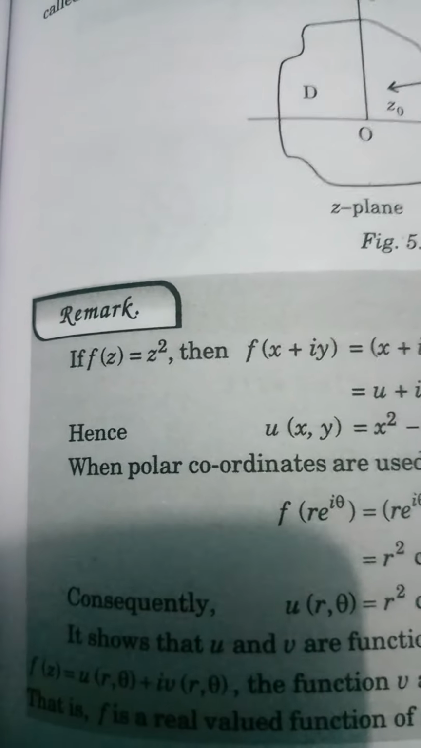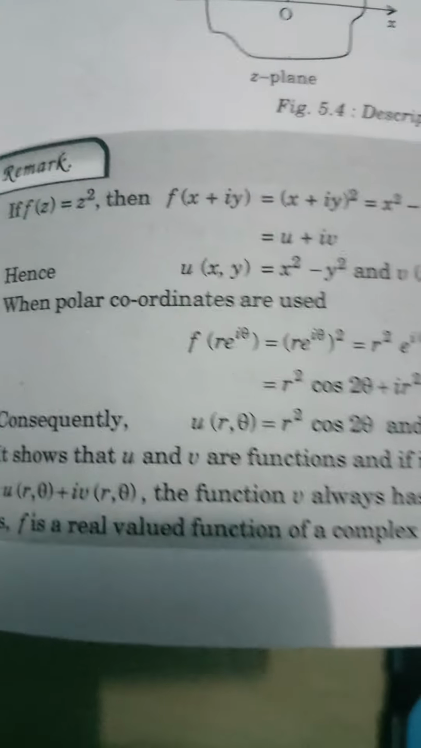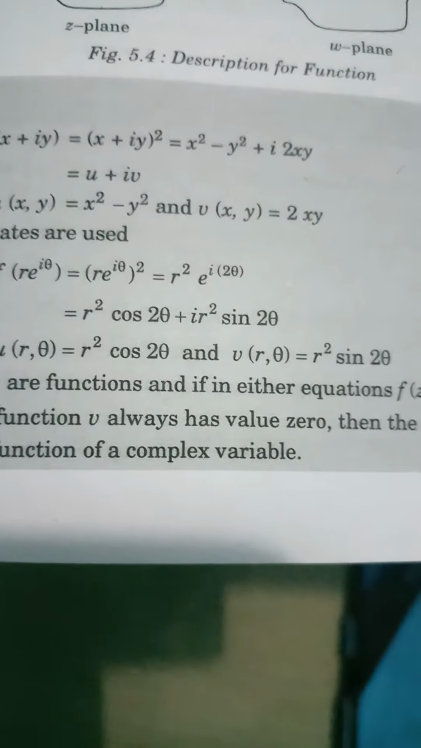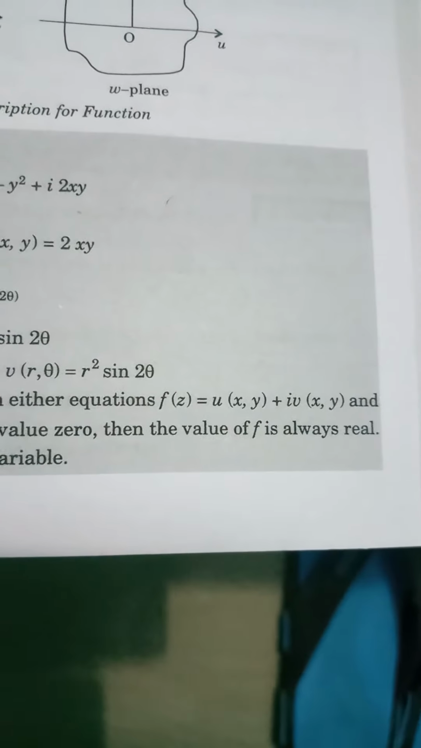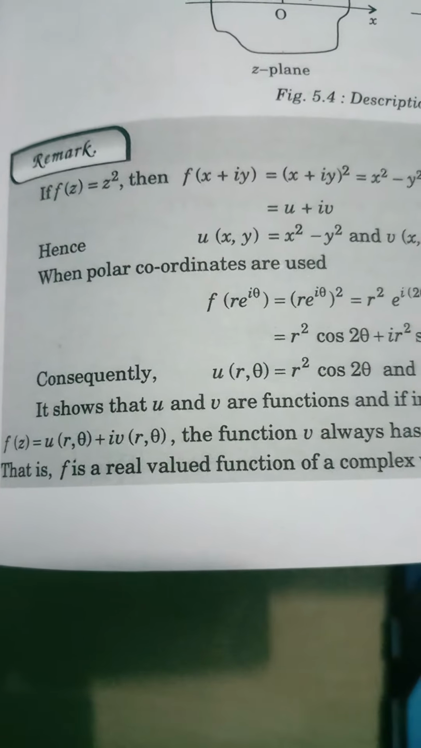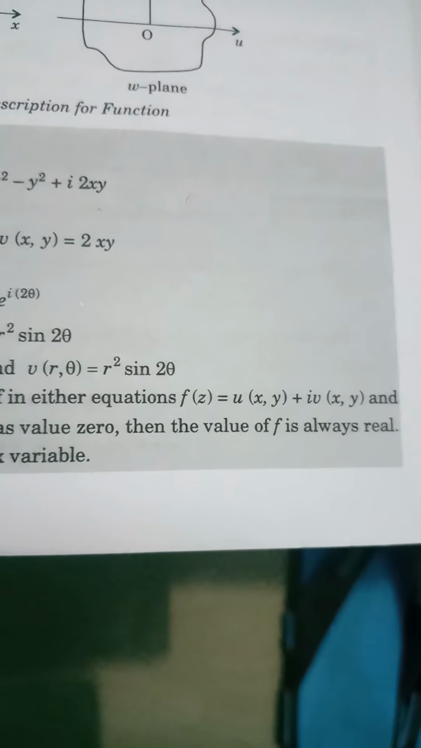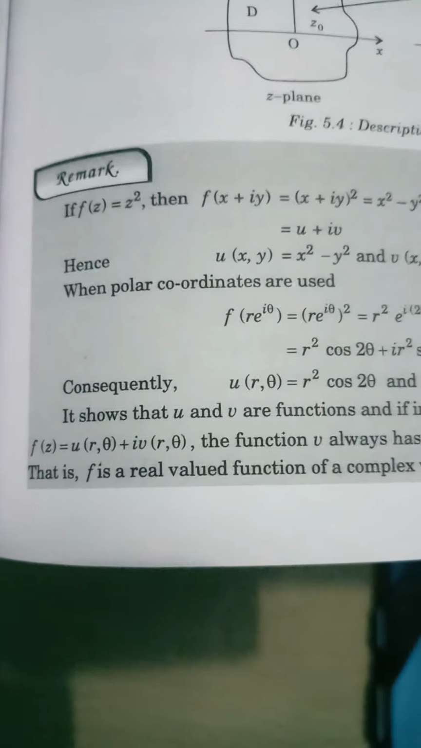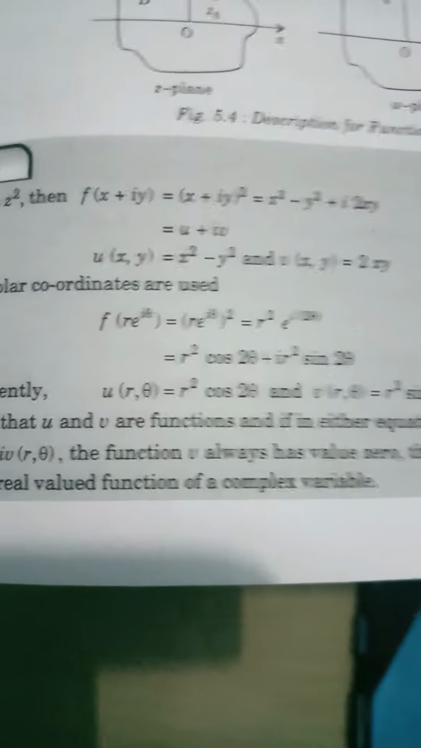It shows that u and v are functions, and in either equation f(z) equal to u(x,y) plus iota v(x,y) and f(z) is equal to u(r, theta) plus iota v(r, theta). If the function v always has value 0, then the value of f is always real. That is, f is a real valued function of a complex variable.